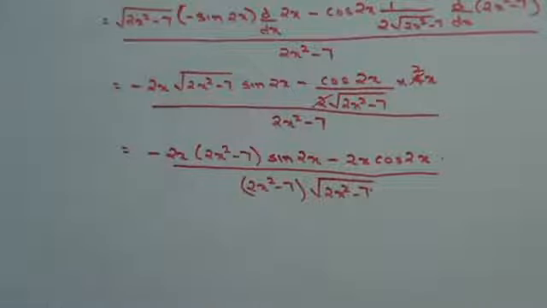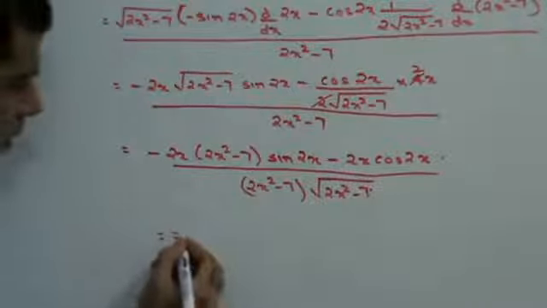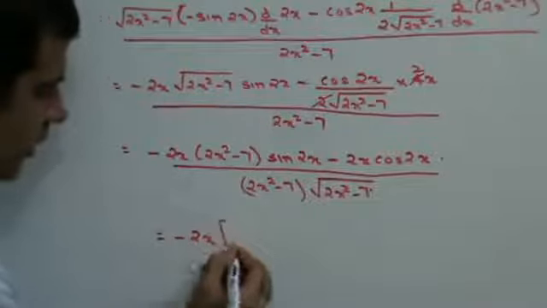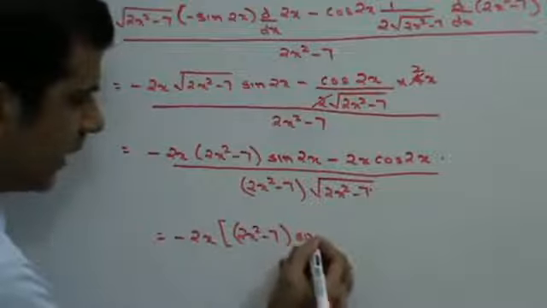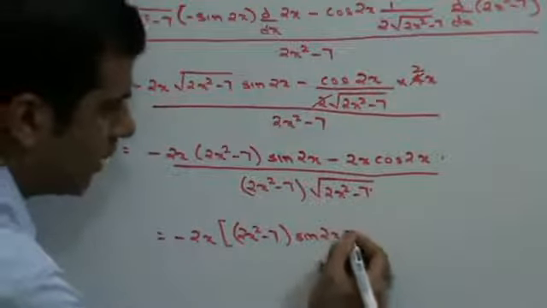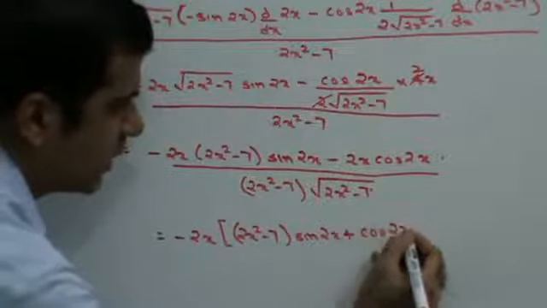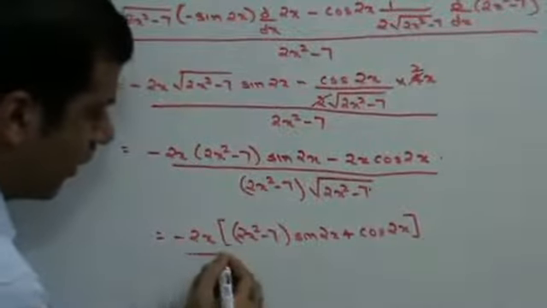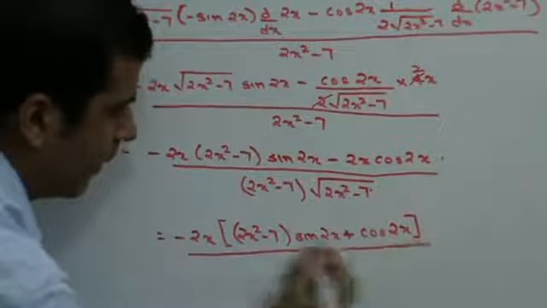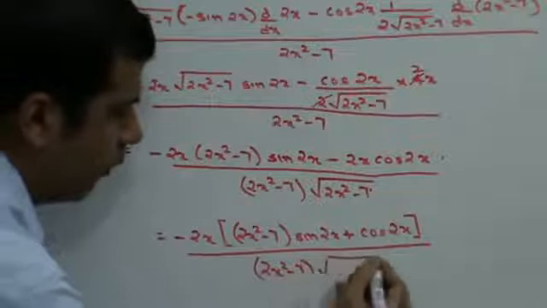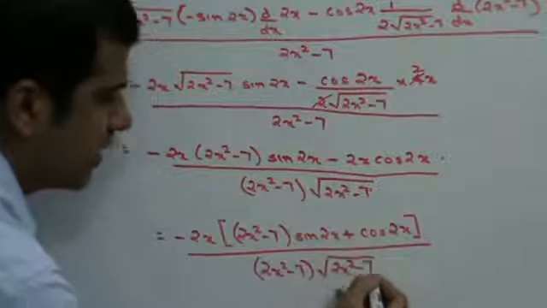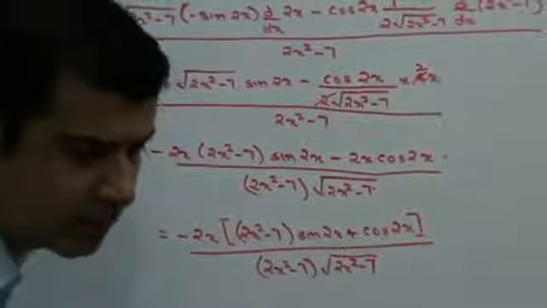Here again I could take minus 2x common. So if I take minus 2x common, this is going to be (2x square minus 7) sine 2x plus cos 2x upon (2x square minus 7) root of 2x square minus 7. That will be your answer.